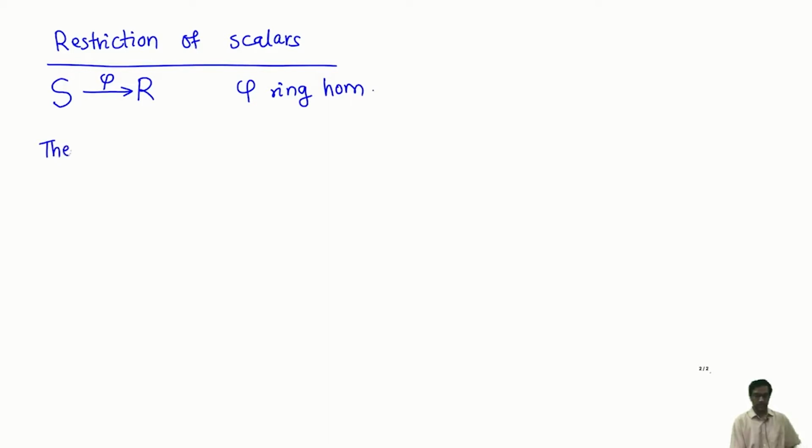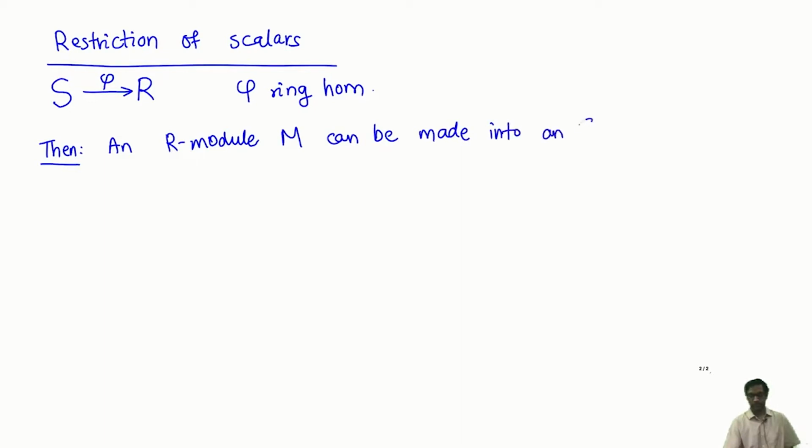Then I claim that if I have a module over R, then an R module M can be made into an S module. How do you do this? To do this, you must define a scalar multiplication, right? M is already an additive group. So let's do the following. I take an element s from S and an element m from my module, and I need to define the scalar multiplication s times m. The definition is the following.